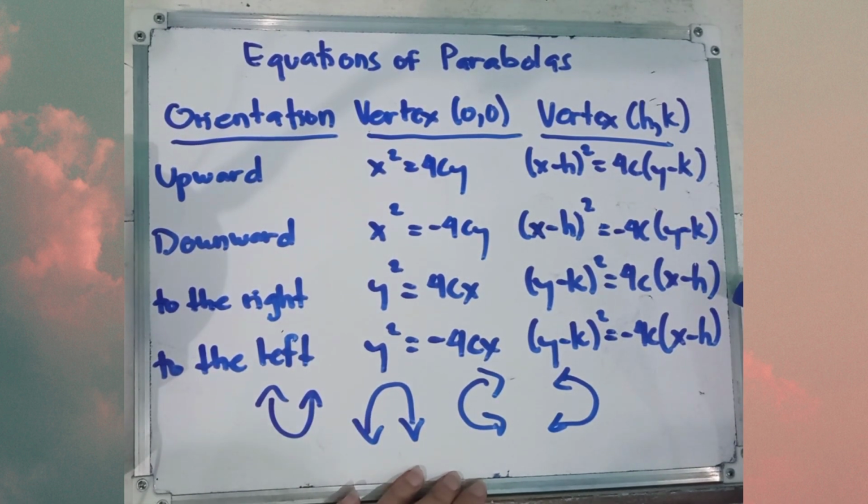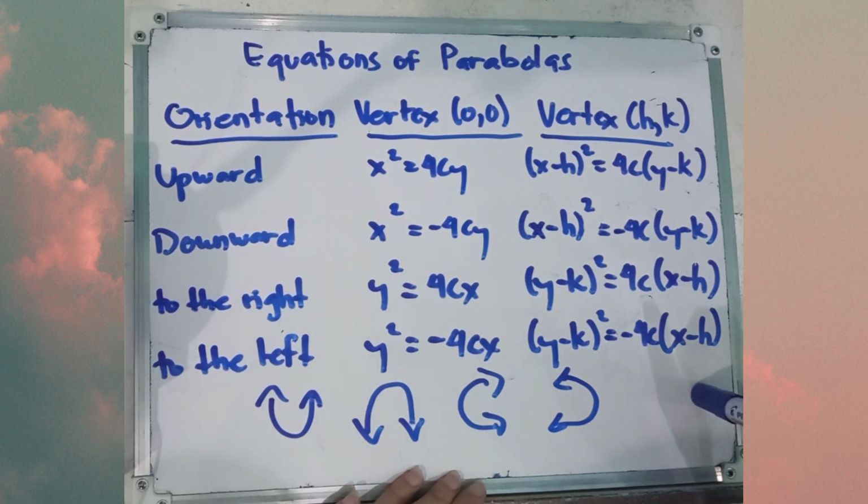So that's the x coordinate, that's the y coordinate. Next, we have the equation if the vertex is not at the origin and it's opening to the right: the quantity of y minus k squared equals 4c times the quantity of x minus h. And if it's opening to the left, it's the quantity of y minus k squared equals negative 4c times the quantity of x minus h.